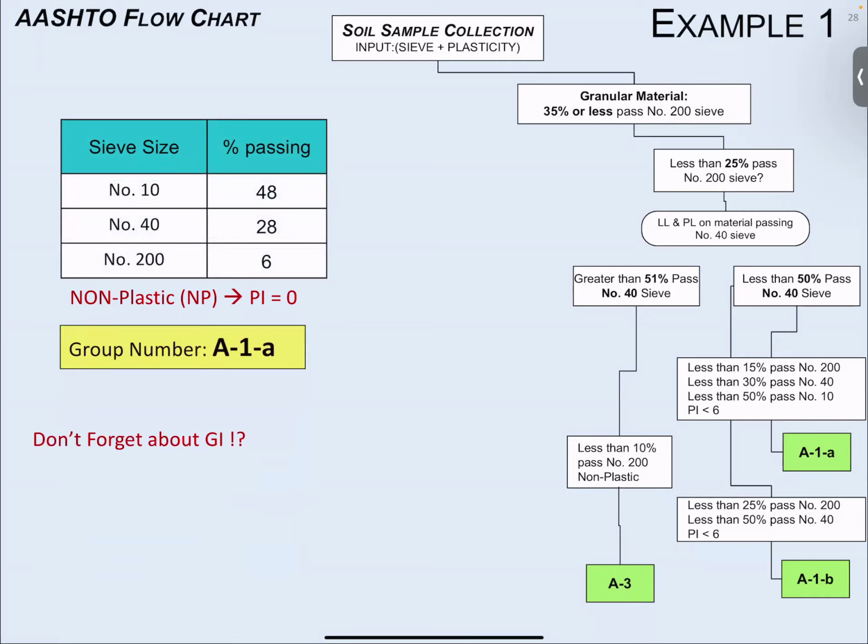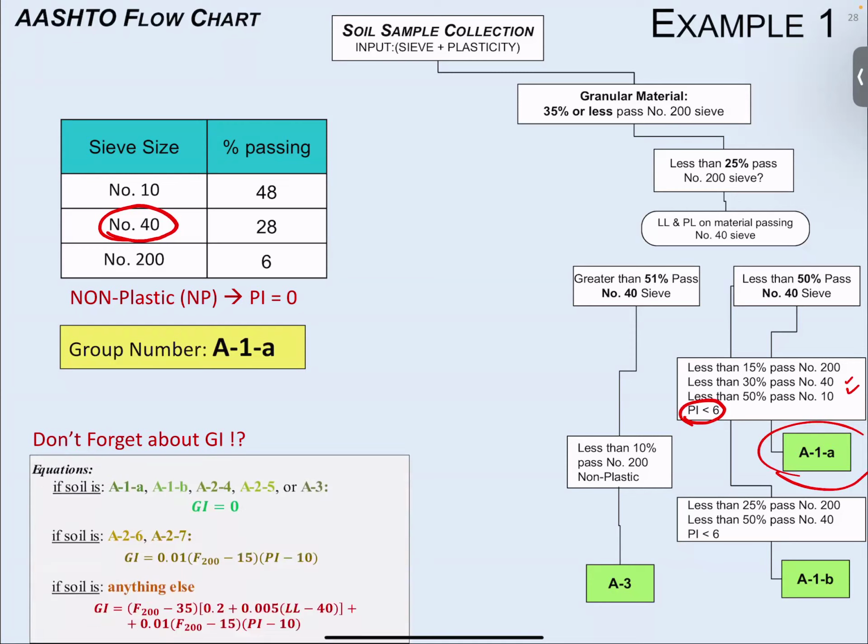So we know that this is going to be group number A1 because we have less than 50% passing our number 40 sieve. So we know it'll be an A1A because of all these things. Our plasticity index is less than 6. And we have less than 15% and less than 30%, less than 50%. So it'll be an A1A. So for GI, it'll be 0, right?